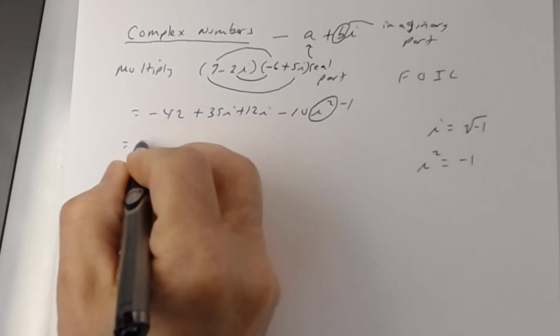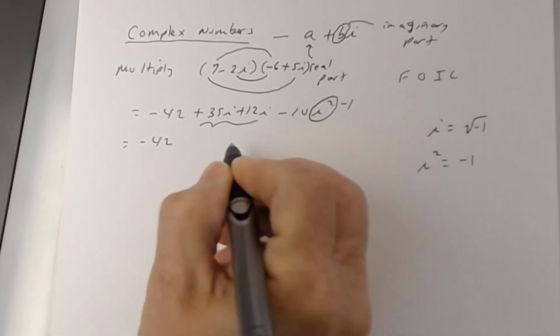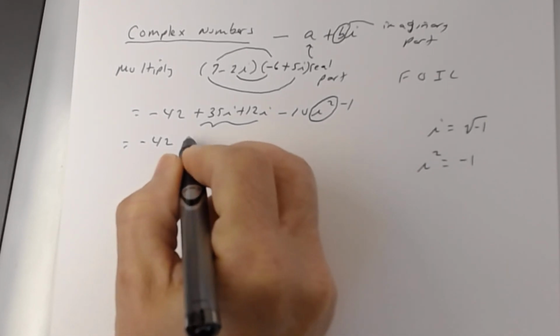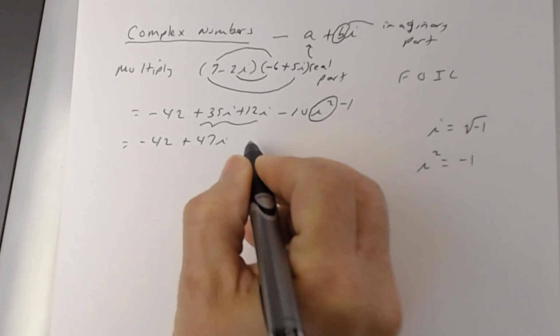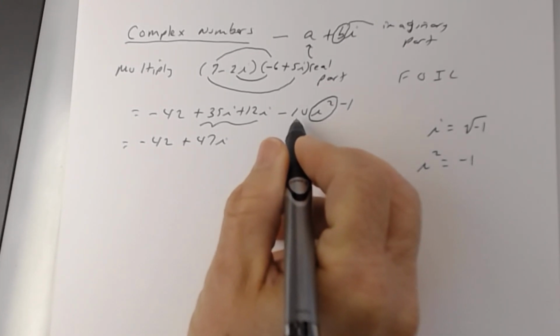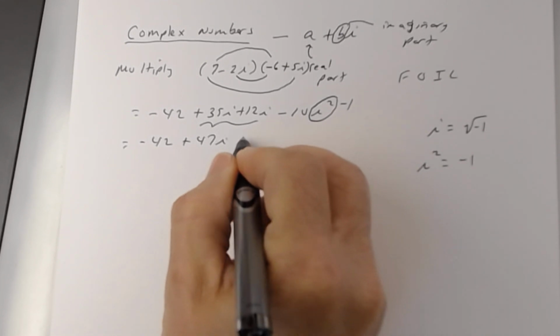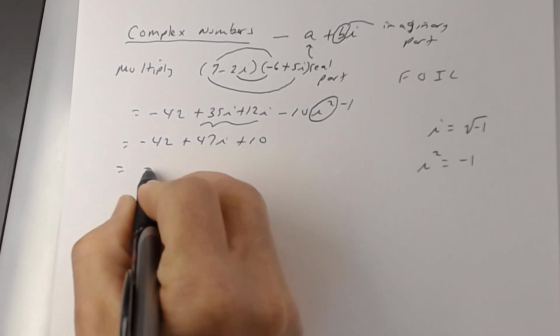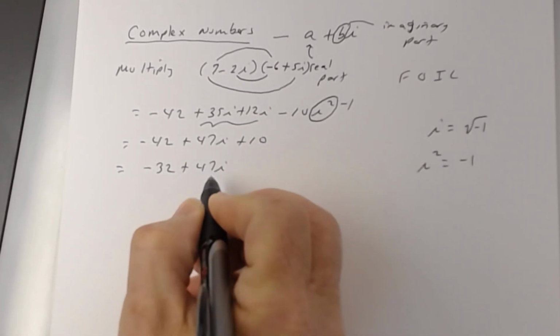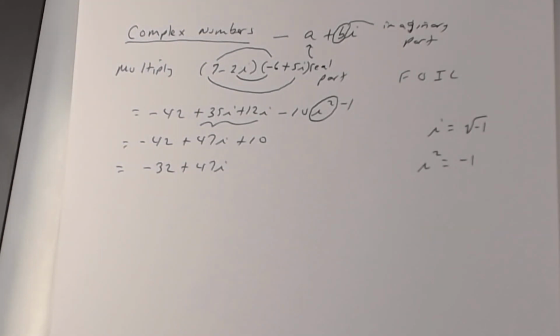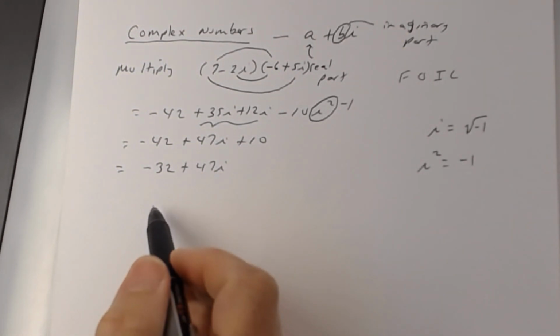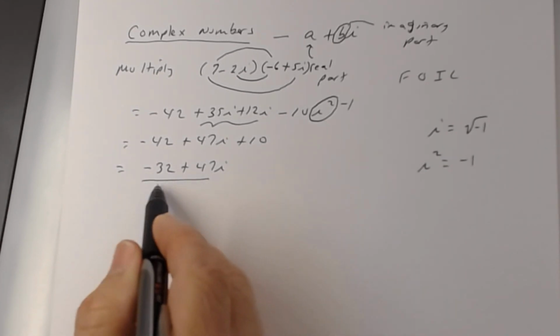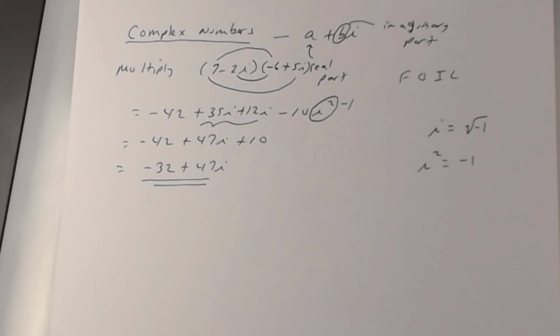Now at this point, you can combine like terms, so negative 42. Now what's this right here? 47i. And then what does this become? Plus 10. And then when you combine your constants, what do you get? Plus 47i. And if it says write it in standard form, that is a plus bi. So is this in standard form? Yes, that's in standard form. All right, so that's what we did last class period.